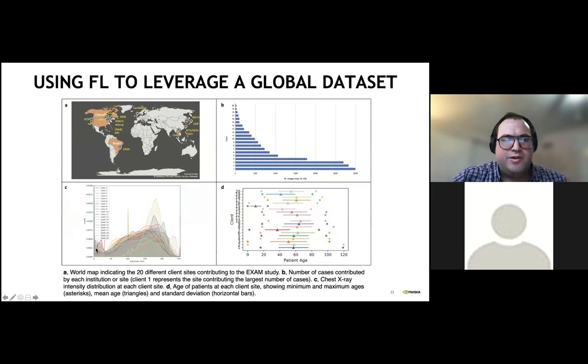Also, here we plot the intensity profiles, or histograms, of the chest x-ray across different sites. So you can see that based on patient population, imaging acquisition protocols, and scanner types, we do see quite a varied amount of variation here. And also here, patient age, you can see that it's typically the middle-aged population, but we also had a pediatric hospital site where you had a lot of younger patients.